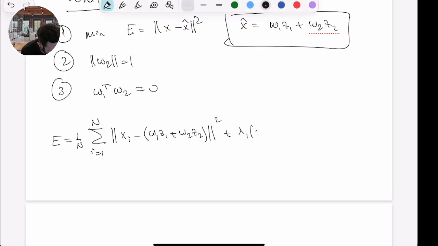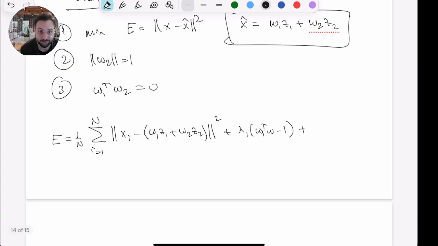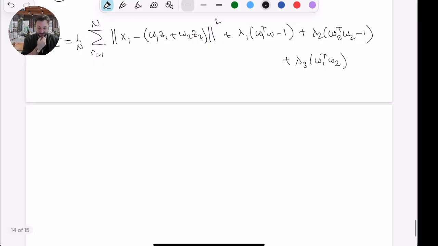Lambda 1, W1 transpose W1 minus 1, plus, I want the second one to be unit vector 2, so I have W2, lambda 2, W2 transpose W2 minus 1, and plus I want them to be unit norm, right? I want to make them orthogonal, W1 transpose W2. Okay, so that's what I want.